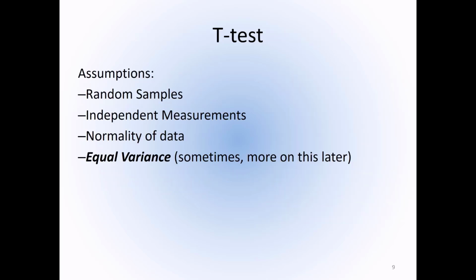Now, similar to the chi-square test, there are a variety of assumptions for using the t-tests. These include random sampling, independent measurements, and normality of data. These are things that we're pretty familiar with at this point in the semester. And then there's also an assumption of variance. We're going to talk more about this later because it's going to apply more to the two-sample t-test rather than the single t-test that we're going to talk about in this video.